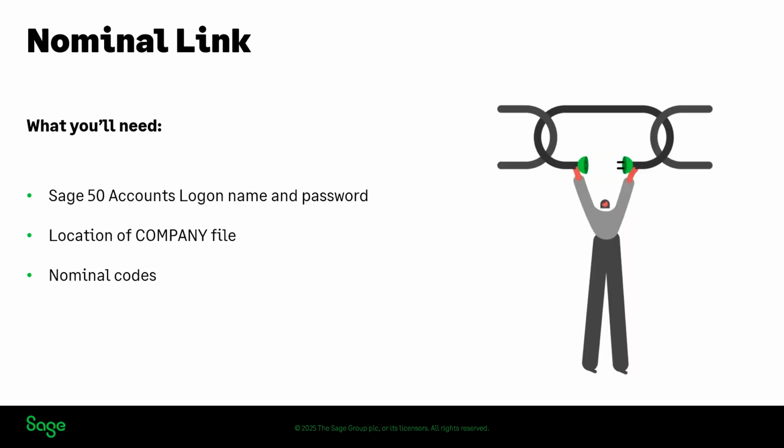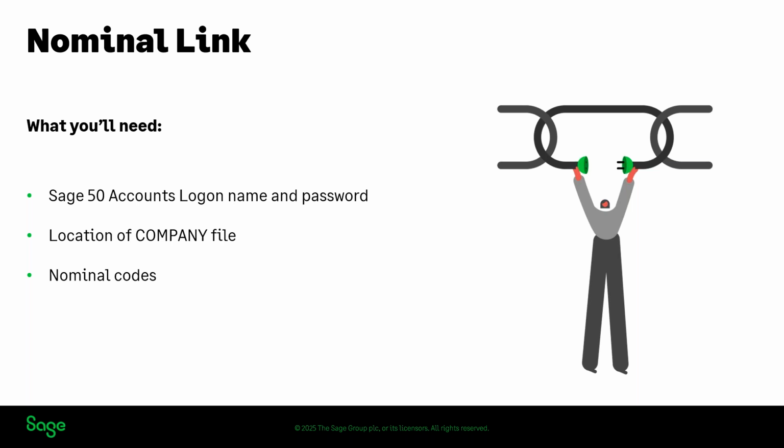Now, to set this up, what will you actually need, apart from obviously Sage 50 accounts and Sage 50 payroll? Well, to be able to set up your nominal link, and you'll see this when Duncan guides you through the demonstration in just a moment, you will need a logon for Sage 50 accounts. So for those of you that are using payroll only at this stage, then you're going to need that information to enable you to actually set up and specify the settings for the nominal link. For those of you that are using both, obviously you already do.